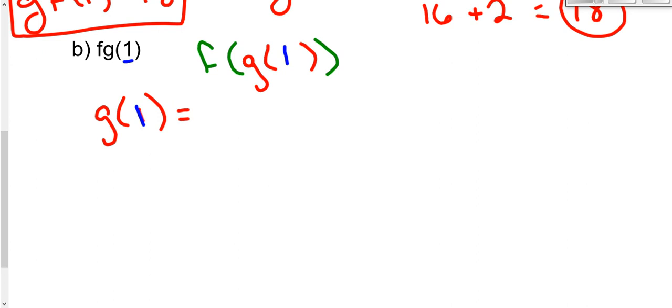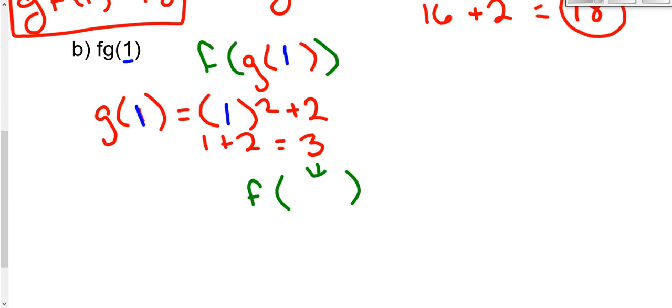So same g equation, which was x squared plus 2. This time I'm going to plug 1 in here. So g of 1 first. So let's see what that gives us. 1 squared is 1 plus 2. I get the number 3 for g of 1. That's my inside answer. I need to plug that into f.